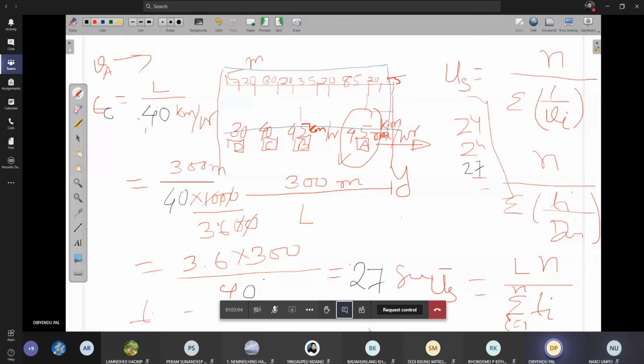Now come to vehicle D. What was the speed of vehicle D? Vehicle D was moving with the speed of 30. So 3.6 into 300 divided by 30. How much? 36 seconds. Okay. So these are the 4 vehicles, and we know their time taken to cross the section. Now let us find out the specimen speed.